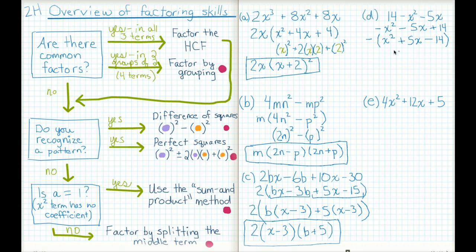And now I use the sum and product method on what's left. This minus sign just follows through all the way. So what multiplies to -14 and adds to 5? 14 has 1 and 14, and 2 and 7. I think 2 and 7, if I make the bigger one positive, then I should be able to make that work. So let's make the bigger one positive, so +7.